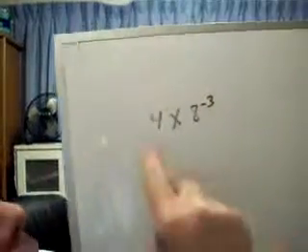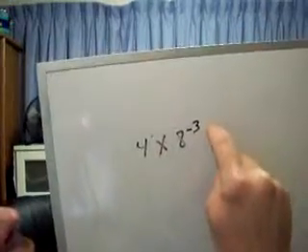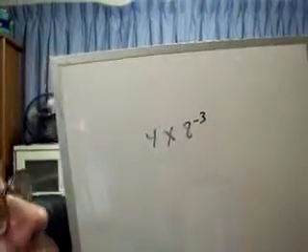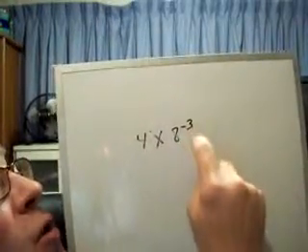What are negative exponents and how do you deal with them? Well, let me give you a typical example here. We have 4 times 8 raised to the power of negative 3. Now, how do we deal with this? What we're going to do is convert this into its reciprocal.